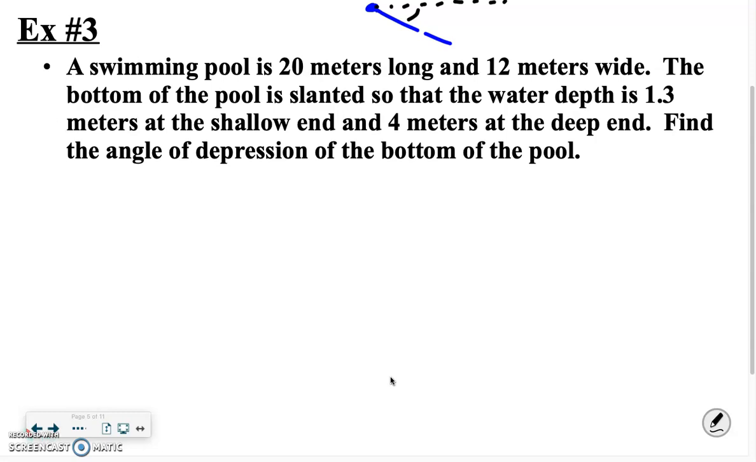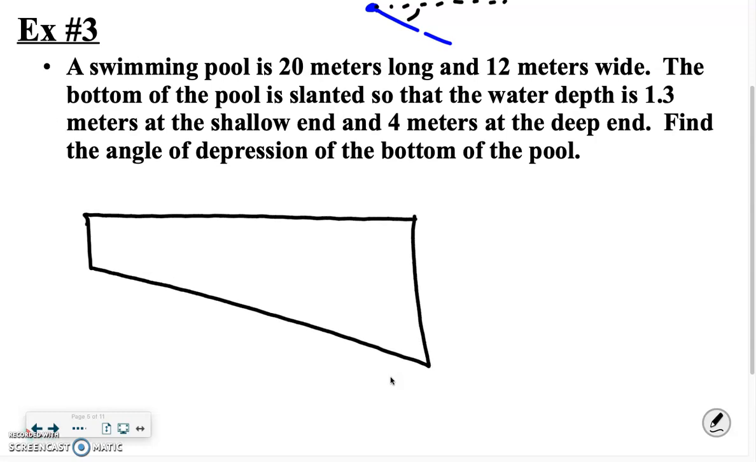It says the swimming pool is 20 meters long and 12 meters wide. The bottom of the pool is slanted so that the water depth is 1.3 meters at the shallow end and 4 meters at the deep end. We want to find the angle of depression of the bottom of the pool. So the way that I understand it, usually a swimming pool is probably going to go flat for a while, and then it's going to descend down, and then it's going to be flat. So then you have the shallow end, and then you have the deep end. That's not what we have going on in this problem. In this problem, it looks like we started here, and then we're immediately descending down to the deep end. Like I said, a little abnormal, I would suppose.